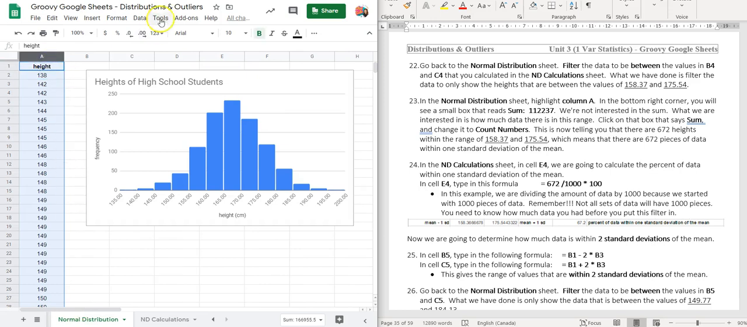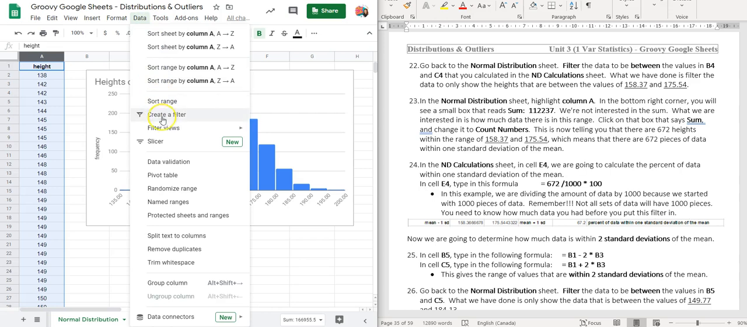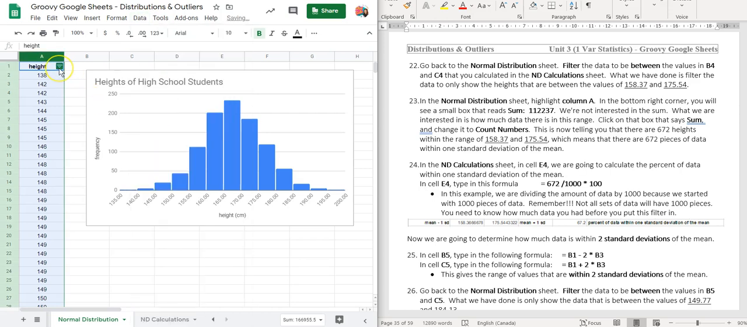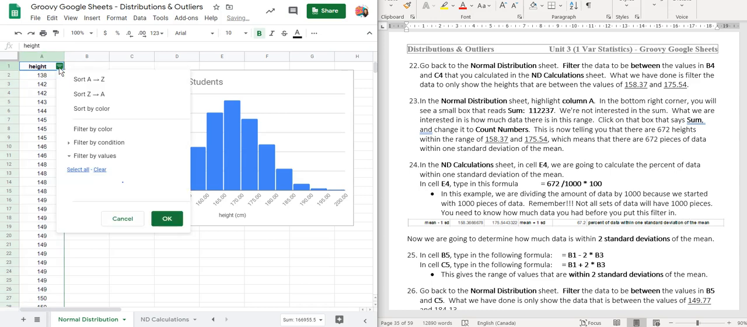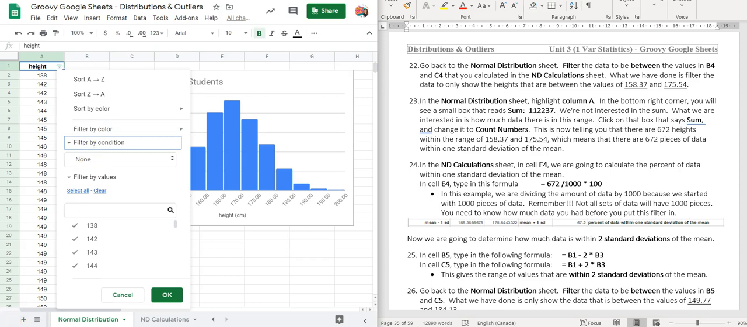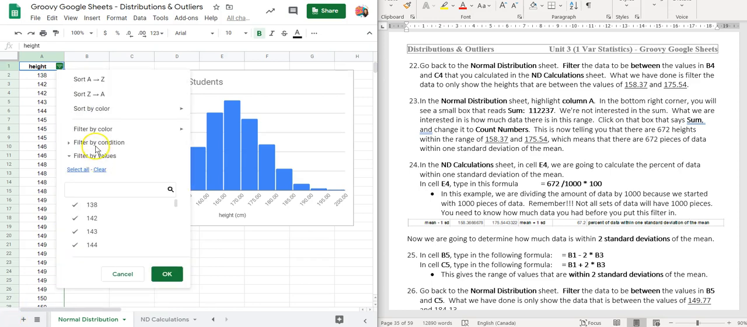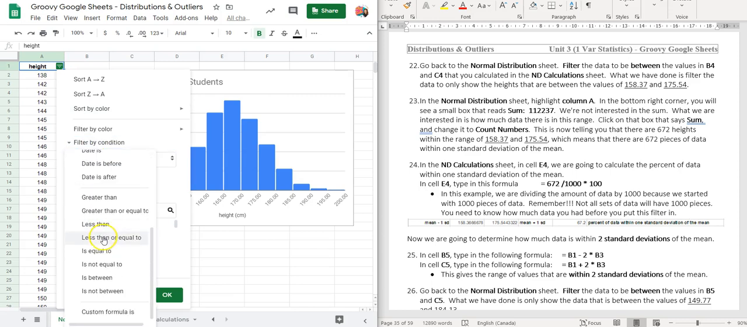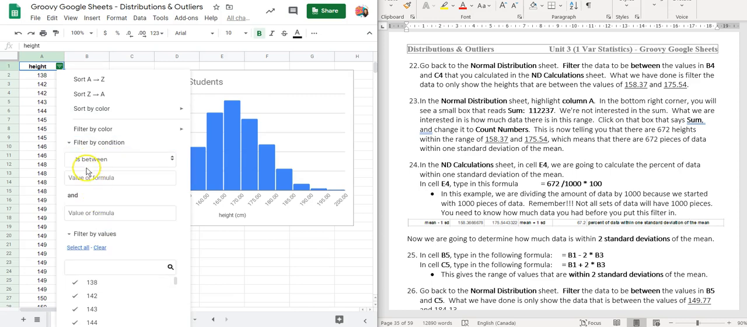So we're going to take this data and we're going to create a filter. And we're going to filter by condition. It's going to be between. And we're trying to find out how much data is between 158.37 and 175.54.